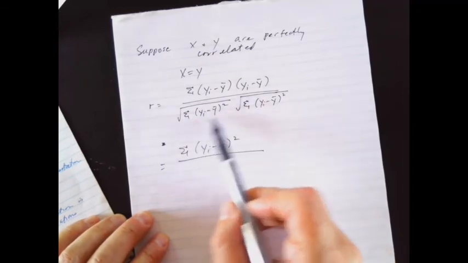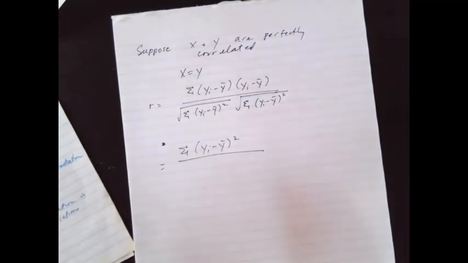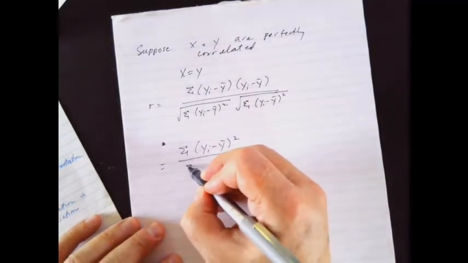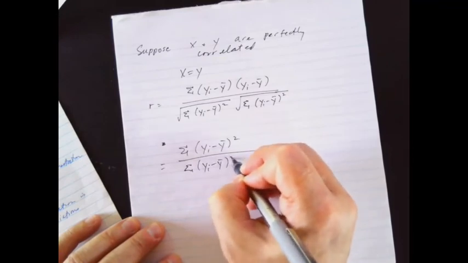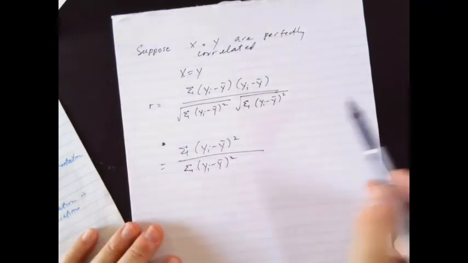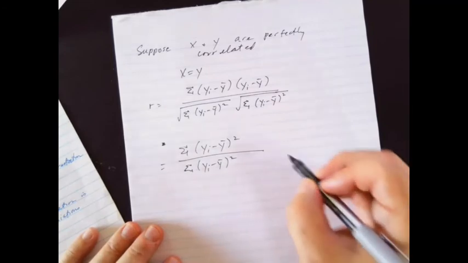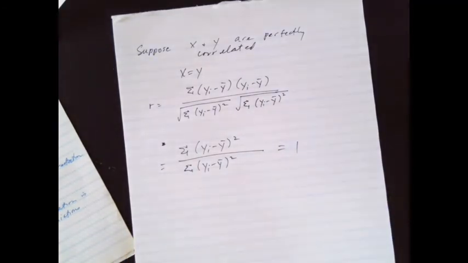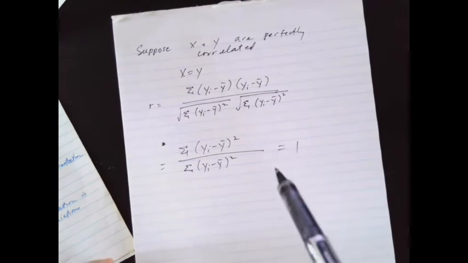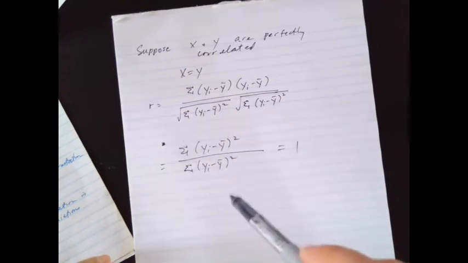So all I do is take what's in the square root sign and drop the square root sign. So I have the sum of y minus y bar squared. And I've got the same thing on the top and the bottom. So they cancel out and it equals 1. All right, so that's why, if they're perfectly correlated, then r equals 1.